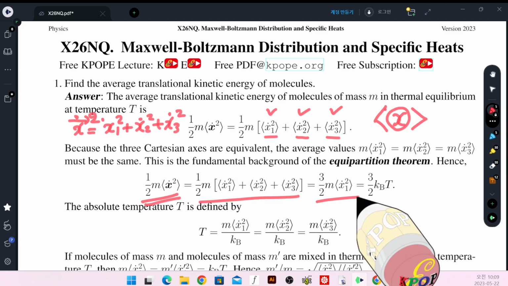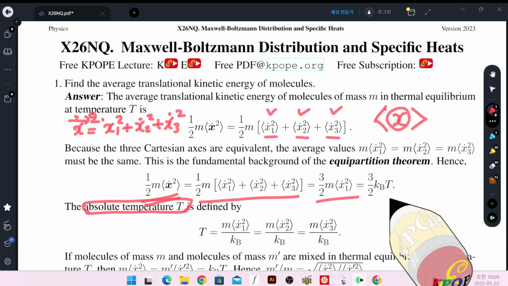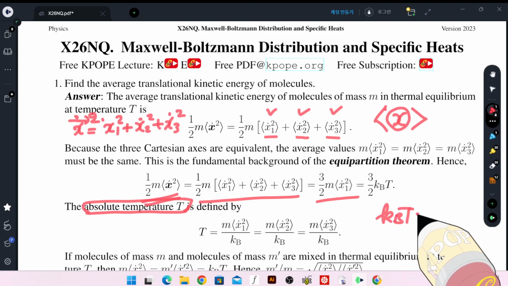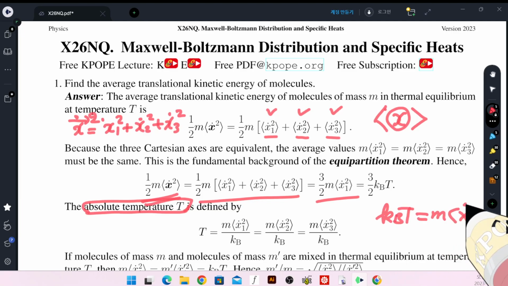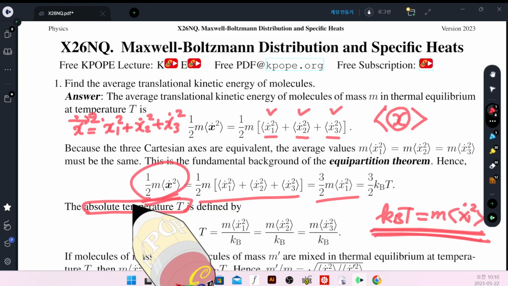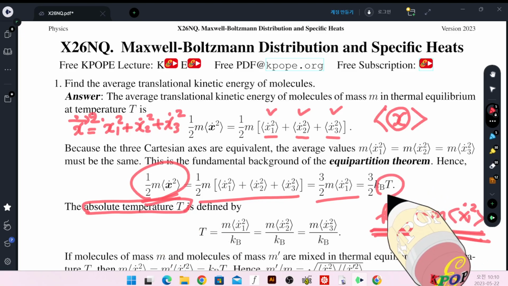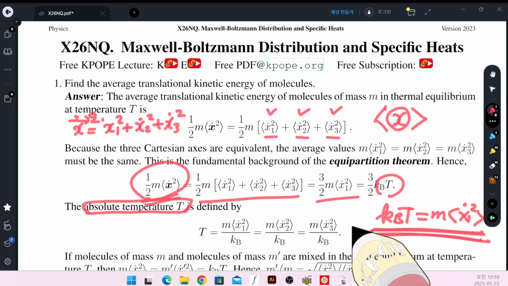And we define the absolute temperature T by kBT equals m times the average value of the velocity squared along a single Cartesian coordinate. So this is the definition of temperature. It is proportional to the kinetic energy of a single molecule, but it is not exactly the same as the kinetic energy. So kBT is 3 times 1/2 kinetic energy.